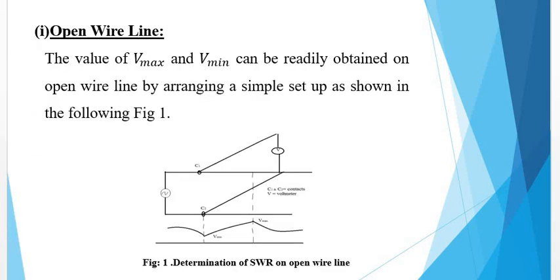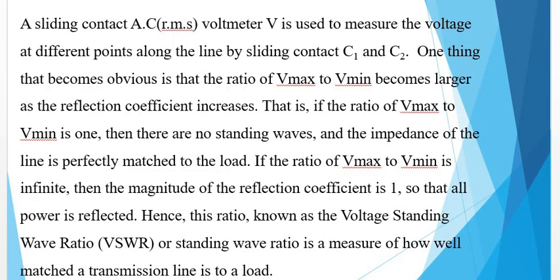For an open wire line, the values of maximum and minimum voltage can be obtained by using a simple setup as shown in the figure. In an open wire line, we connect a voltmeter in parallel to determine the maximum and minimum voltage values. Here a sliding contact AC voltmeter V is used to measure the voltage at different points along the line by sliding the contacts C1 and C2.